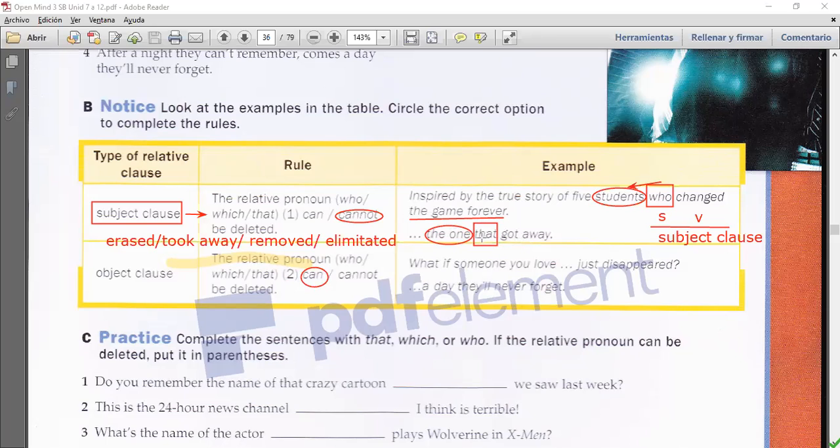So that, the relative pronoun, is in place of the one in the clause. In the clause that is the subject, and got is the verb. Okay, and that got away is a subject relative clause. All of it is a subject relative clause. What is a clause? Do you remember I told you? What is a clause?